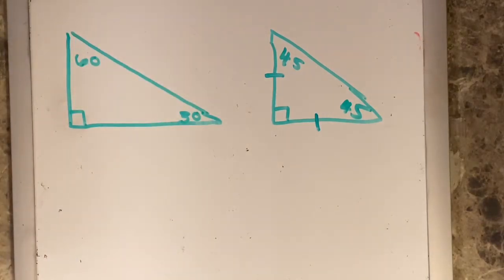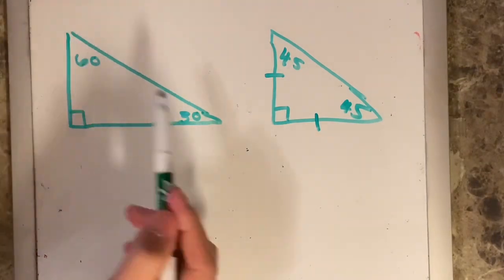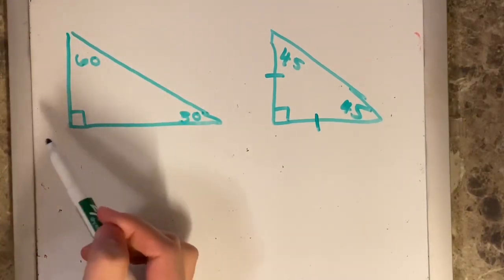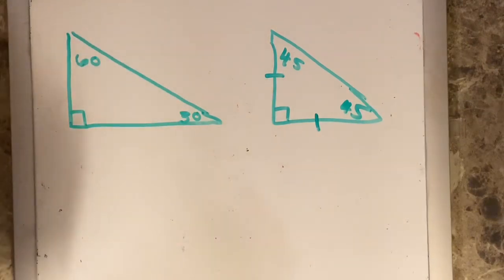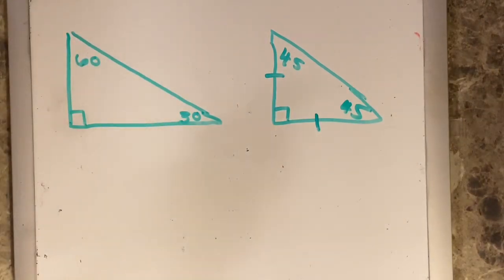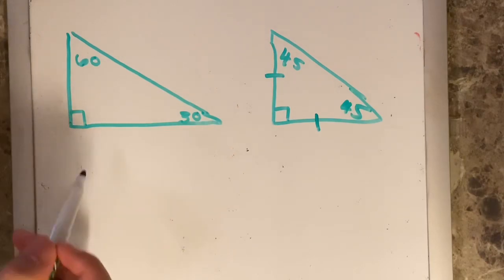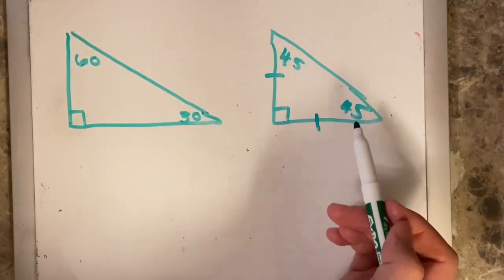The first special right triangle, as you can see, has the angles 60, 30, and 90 degrees. And keep in mind, all of these add to 180 degrees, a characteristic that is the same for all triangles, hence the name triangles. Then let's move on to the second triangle.